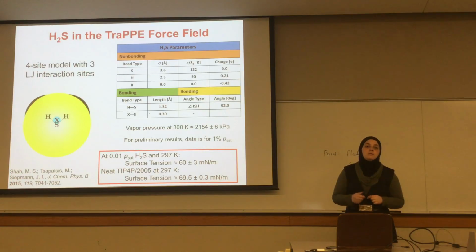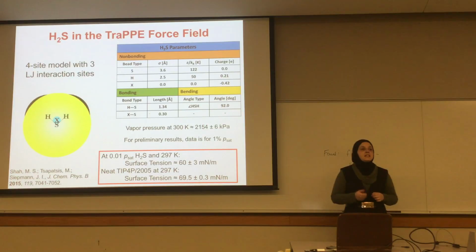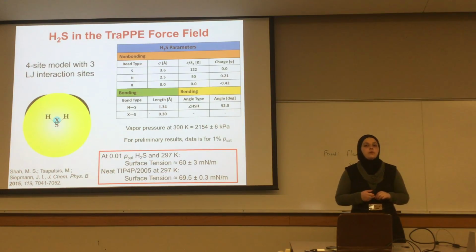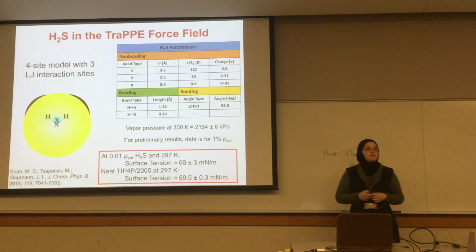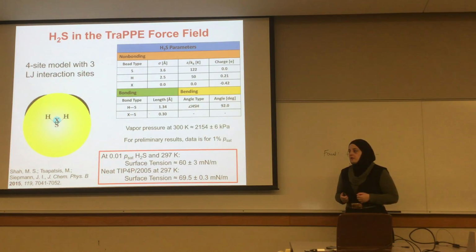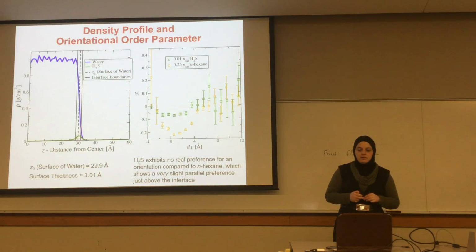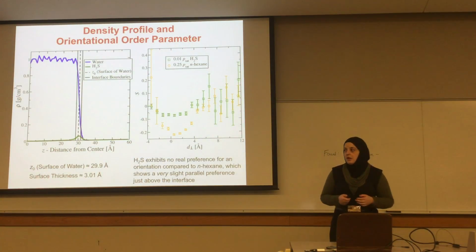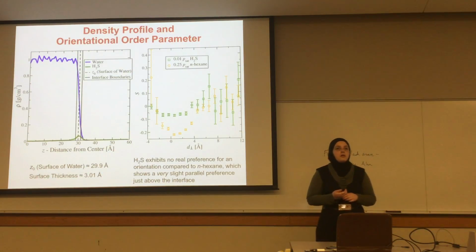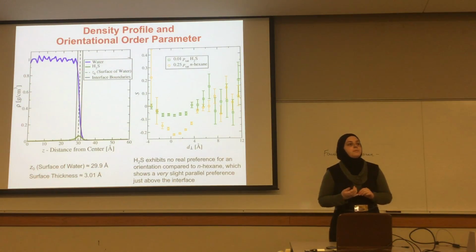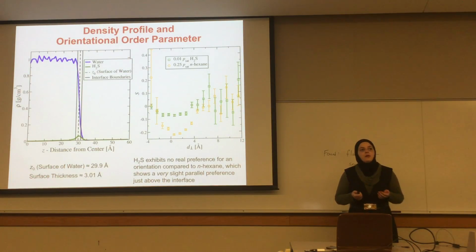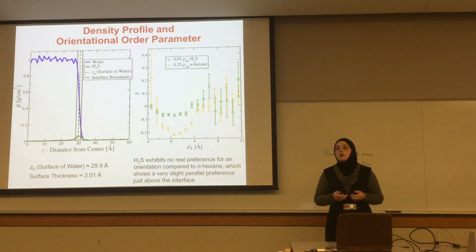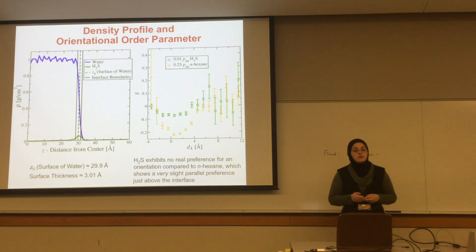And just at 1%, we see the surface tension decrease from around 69 millinewtons per meter for neat water to 60 millinewtons per meter for the 1% H2S. These are preliminary data. Then we ran similar types of analysis. So here I believe we have the density profile, right? You guys see that? And we observe a peak of H2S, hydrogen sulfide, also near the interface of water in this particular case.